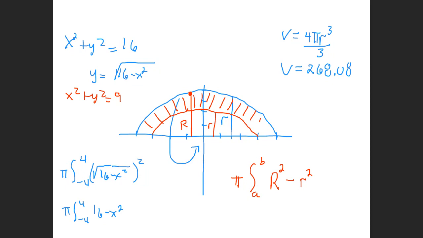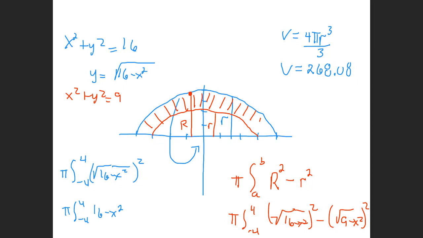So in this problem, I would go pi times the integral from -4 to 4, and then I would take my big radius squared, which is the square root of 16 minus x squared, minus my small radius squared, which is the square root of 9 minus x squared.